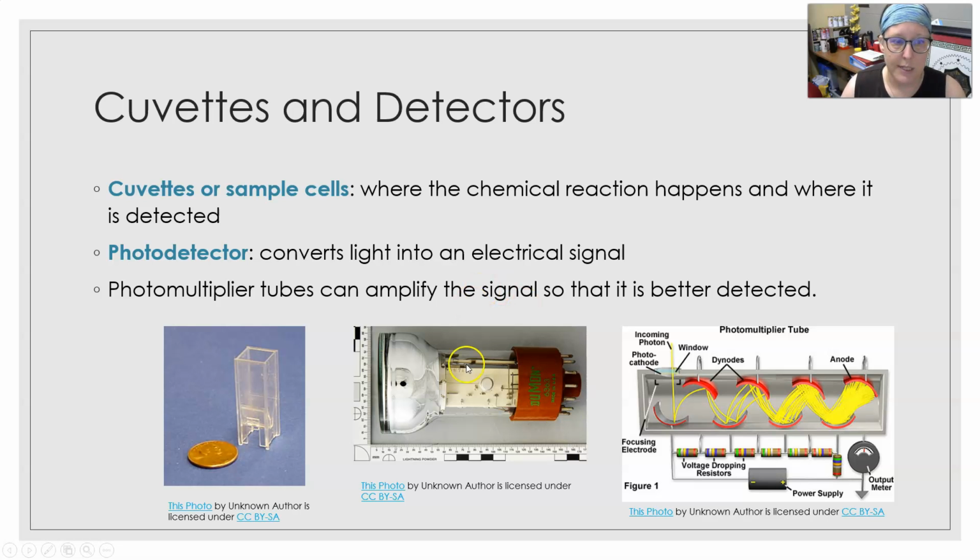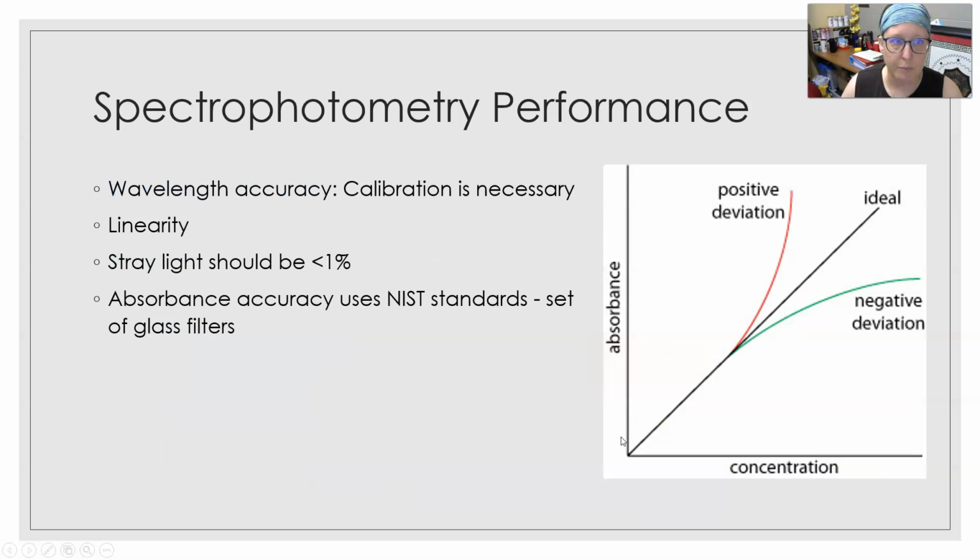So the cuvettes or the sample cells, here is one illustrated. This is where the chemical reaction is going to happen and where it is detected. So light's going to be shone through this cuvette. The photodetector converts light into an electrical signal. The most commonly used is going to be the photomultiplier tubes, because it can amplify a signal so that it is better detected. So this is a photomultiplier tube.